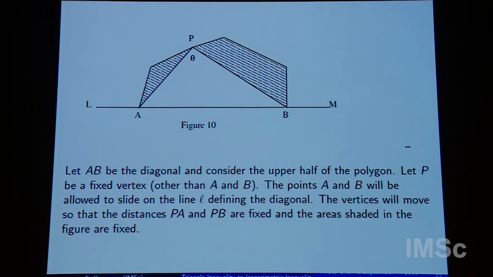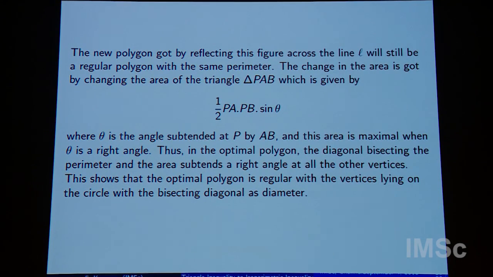And what is that area? Area of a triangle is half times PA, PB, sin theta, just like half BC sin A, that is famous. So half of PA into PB into sin theta, that alone will change. So we change the area by moving this, and the area is half PA PB sin theta, that is the only one which is changing. And when is that maximum? When theta is 90 degrees.